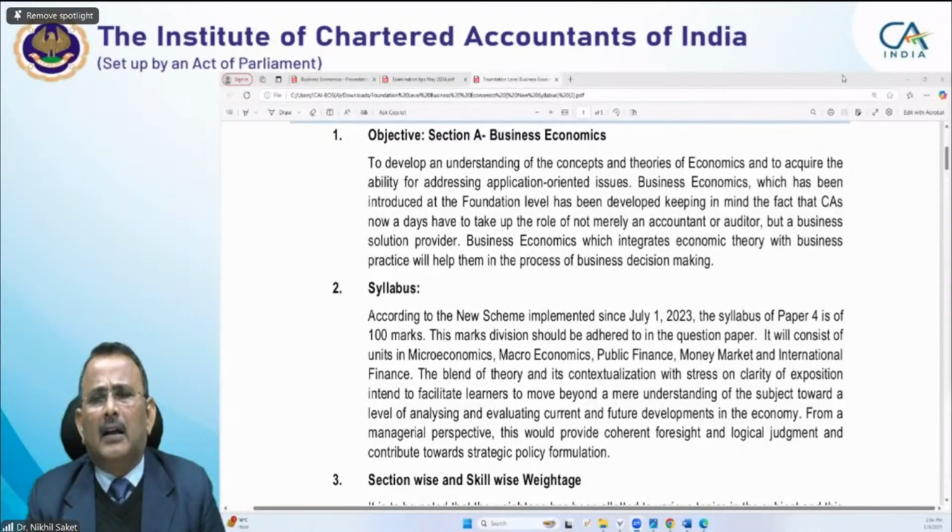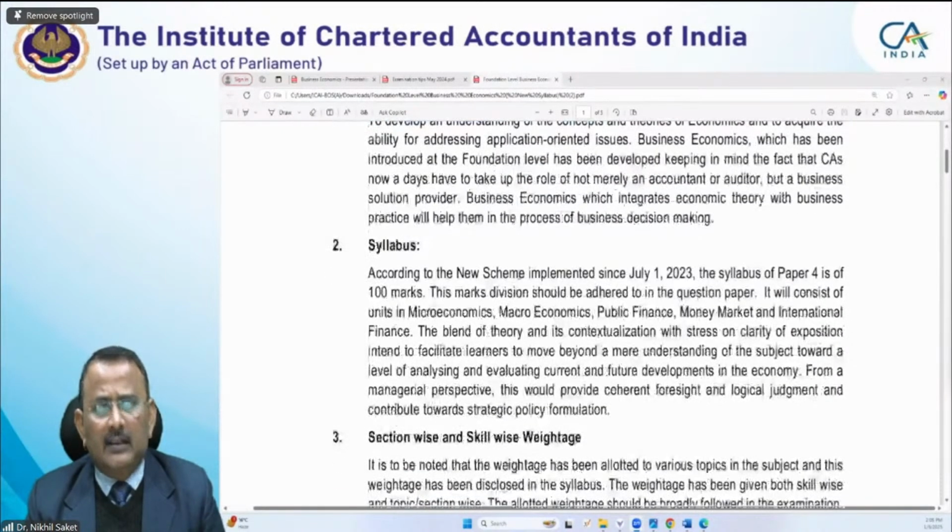As you are aware, business economics in the new syllabus, which was implemented from 1st July 23, that is paper number 4, is an objective type paper consisting of 100 questions of 1 mark each. In this paper, there is also a provision for negative marking. So while marking the questions, you need to be extra sure that you don't mark through wild guessing. Try to eliminate the wrong answers, and with full confidence, mark your answer correctly.